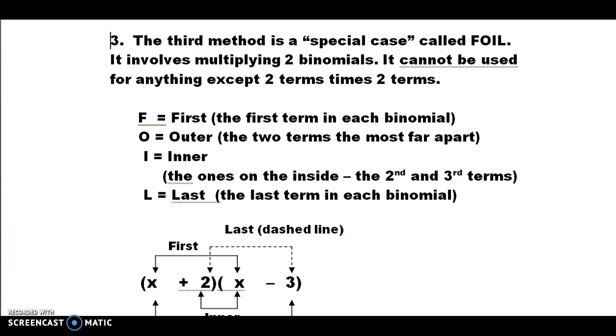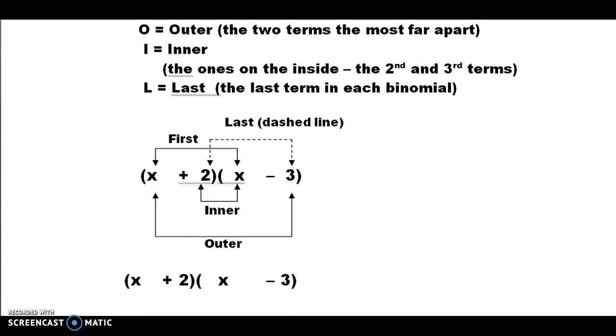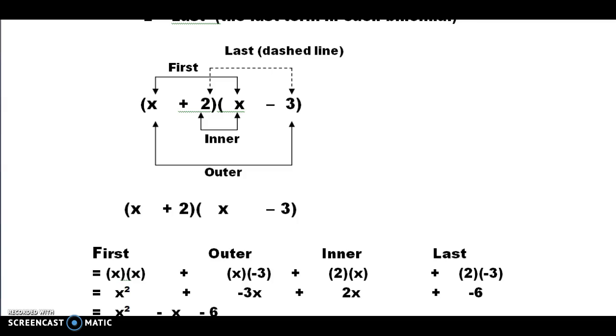So where we have the example of x plus 2 times x minus 3, I'm going to scroll this up just a little bit. So when we have this example, the first term in the binomial x plus 2 is x, and the first term in the binomial x minus 3 is x. So our first term is going to be x times x. On the outside, we have the x and the negative 3. Those are the two that are furthest apart.